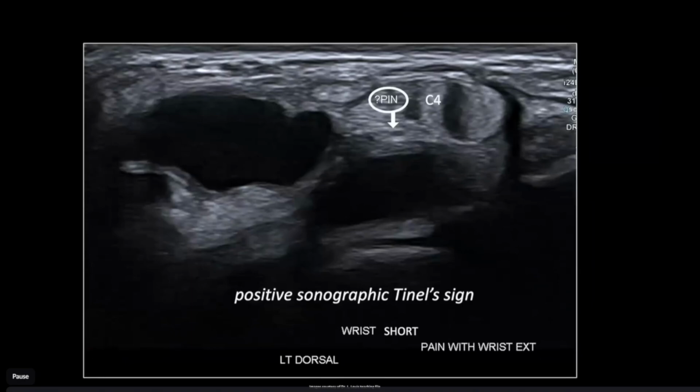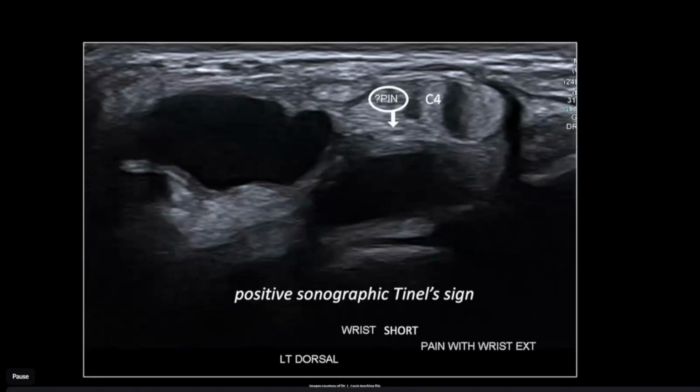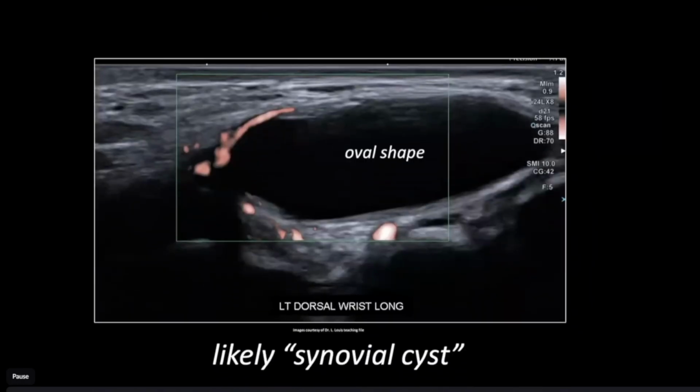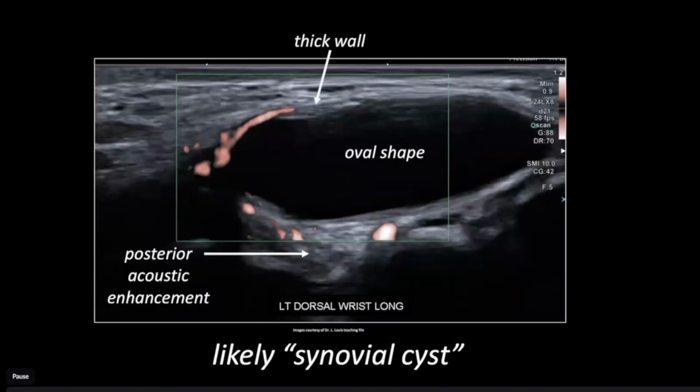Think about that nerve that's located there. This patient had a positive sonographic Tinel sign. So with some pro-pressure there, she had symptoms. If there's hyperemia in the wall, you're going to think it's probably a synovial cyst as opposed to a ganglion. You can see posterior acoustic enhancement and a thick wall.